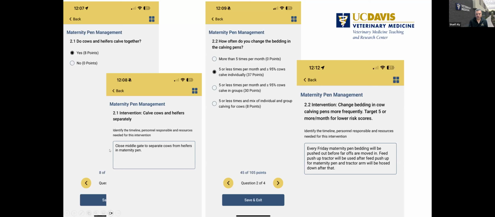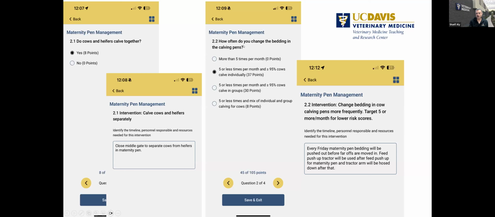For example, a middle gate may be closed to separate cows from heifers. It could be creating a separate maternity pen if that's feasible on another dairy. So we decided early on to let you enter that the way you believe it's best suited and most doable in the herd that you're dealing with. Once you've done that, it's saved somewhere in the app, and then you go to the next question.